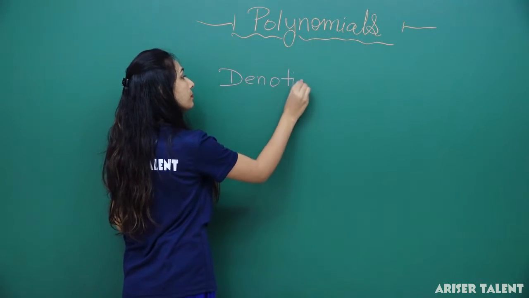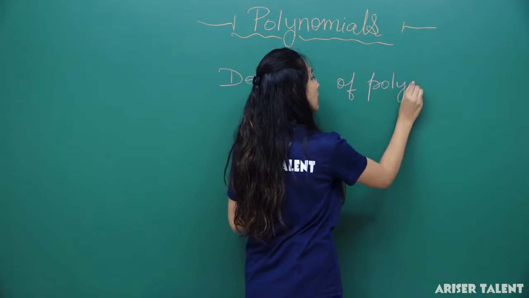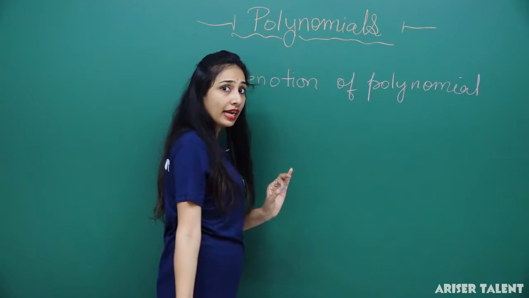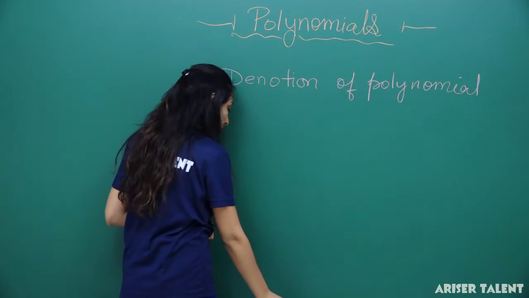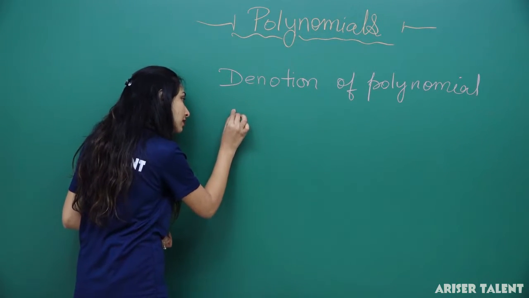Denotion of polynomial. How will you write? There is a specific way to write each and everything in mathematics, right? This is the beauty of mathematics. So if I tell you, then you have to write it like this.